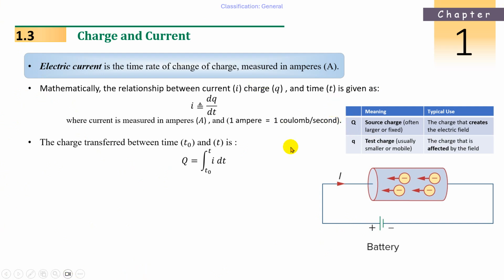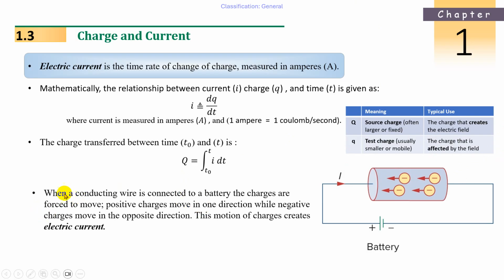Now small q is a test charge, usually smaller or mobile, meaning it's moving. How many electrons are moving here, that is called the test charge, small q. It is the charge that is affected by the field: due to this field, how many electrons are moving, one electron, two electrons. That comes in small q. So these are two different pictures. Capital Q is the source charge in the bigger picture. Small q is the test charge: when we apply the field, how many electrons are moving, that is small q.